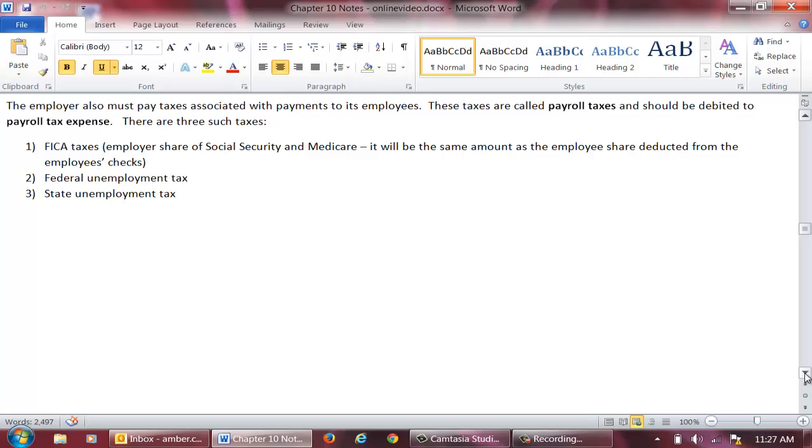To recap, there are 2 journal entries associated with payroll. The first is to record the payroll and will involve a debit to salaries and wages expense for the gross pay, a credit to any applicable payable accounts for payroll deductions, and finally a credit to salaries and wages payable for the net pay. The second entry is prepared to record payroll taxes and will involve a debit to payroll tax expense and a credit to the applicable payable accounts.